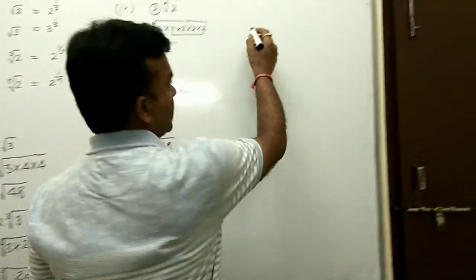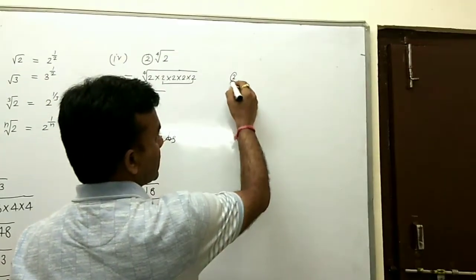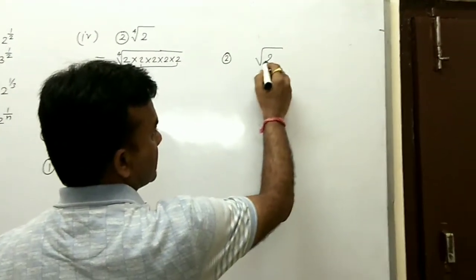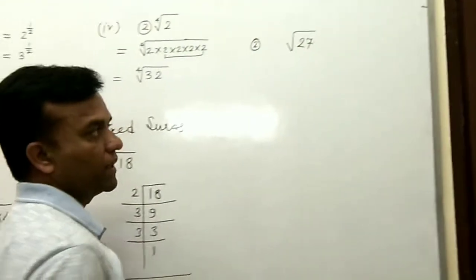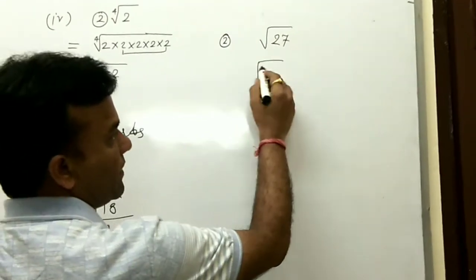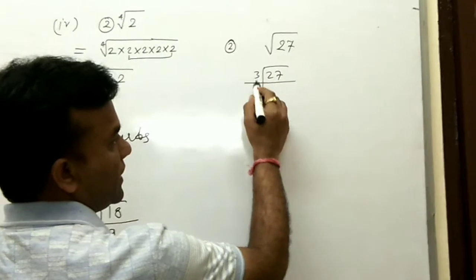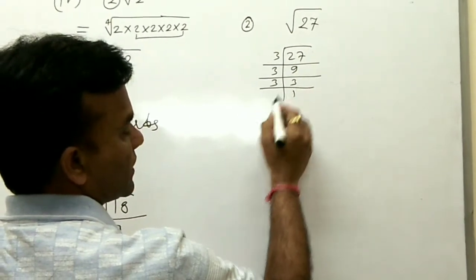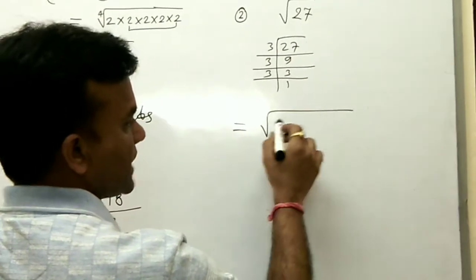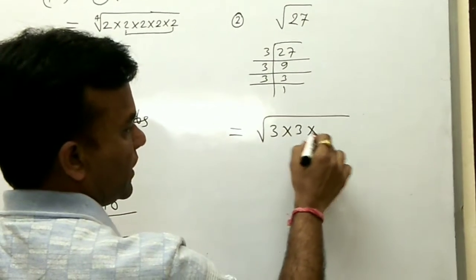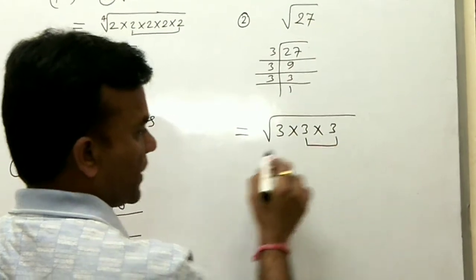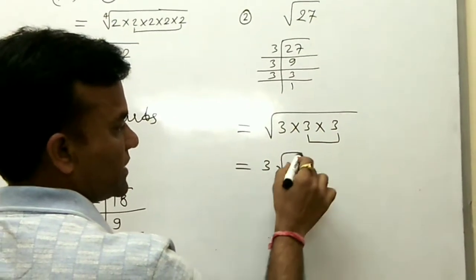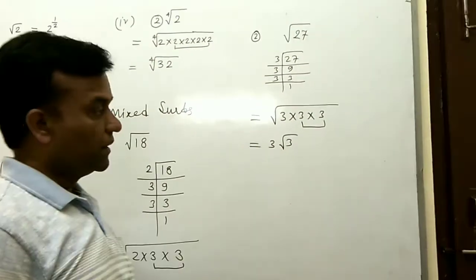Similarly we have another example, root 27. Again you find the prime factors of 27. 3 9s are 27, 3 3s are 9, and 1s. So you write down all the factors inside: 3 into 3 into 3, and now we have a pair of 3. So this is outside. You have 3 root 3.